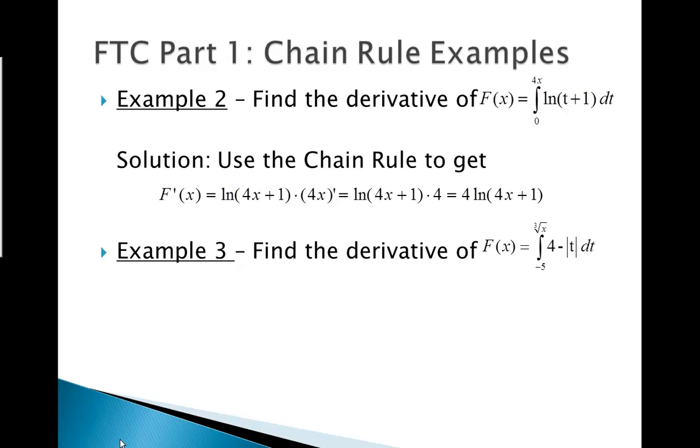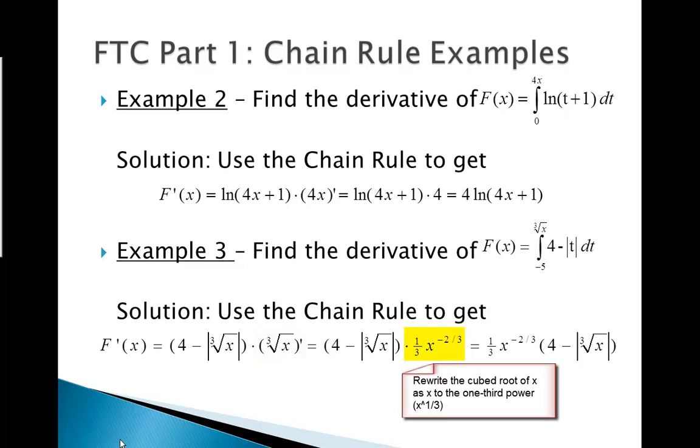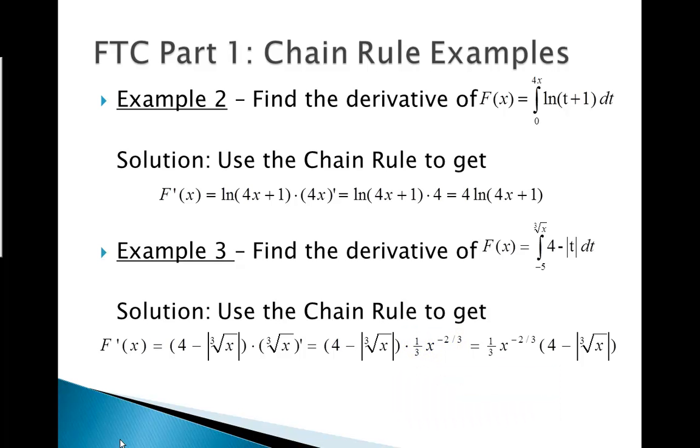Our last example, we want the derivative of that integral function. Again, our upper limit this time is the cube root of x, more than just the plain x, so we need to use the chain rule. Replace t in the integrand with the cube root of x, and also remember to multiply by the derivative of the cube root of x. The cube root of x derivative is 1/3 x to the negative 2/3. So our final answer is 1/3 x to the negative 2/3 times 4 minus the absolute value of the cube root of x.